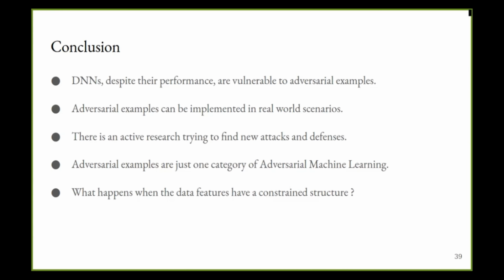We have seen during this presentation the adversarial examples and perturbation applied to unstructured data, like images. But what happens when the data features have a constrained structure? What happens when we work on meaningful features? We can no longer just apply a random perturbation to generate adversarial examples, and we have to take into account the semantics of the features. This is my research project, so if you ever have questions on this.